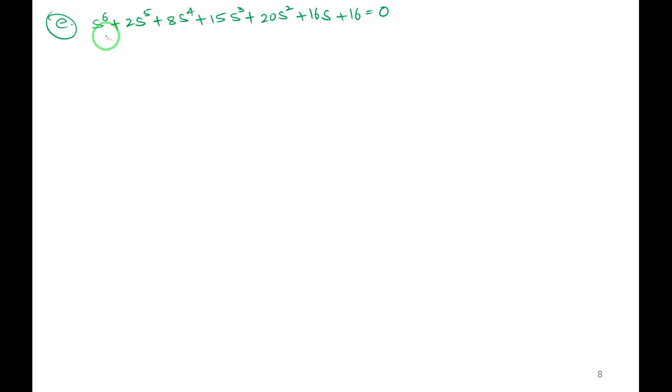I'll solve this. So observe all the powers of S are present: 6, 5, 4, 3, 2, 1, 0. Yes, all the powers of S are present. Then observe the sign of the coefficients. Yes, all are positive here. So the necessary condition is satisfied. So the given system may be stable.